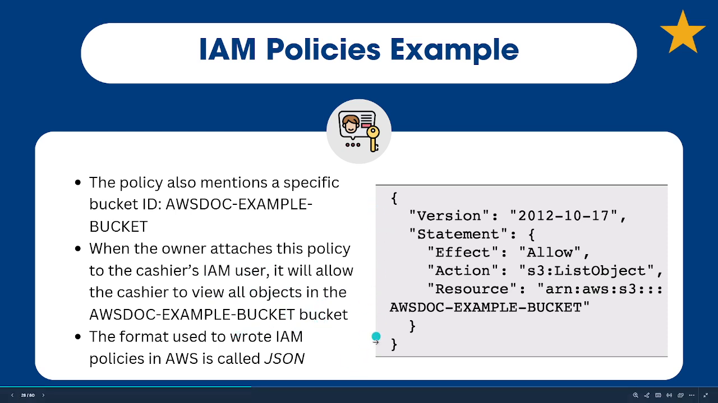This format, for those of you that are curious, is called JSON, very common in APIs on the internet, especially when you're transmitting data. JSON is one of the most popular ways to format it. In the case of IAM policies in AWS, they also follow that JSON format. JSON stands for JavaScript Object Notation.